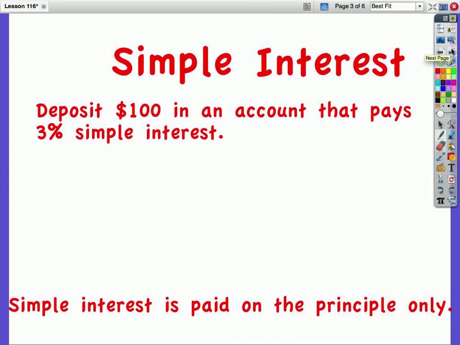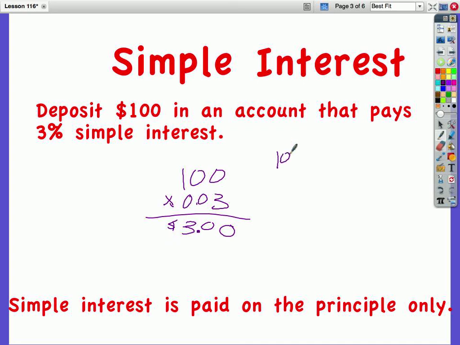So simple interest, okay, it's going to get paid on the principal only. So we're going to take our $100 and we're going to multiply it by 3% because that's what we're earning. You'll see that we're going to make $3 off that 100. Okay, so now take that 100 plus the 3. We now have $103 in our account.